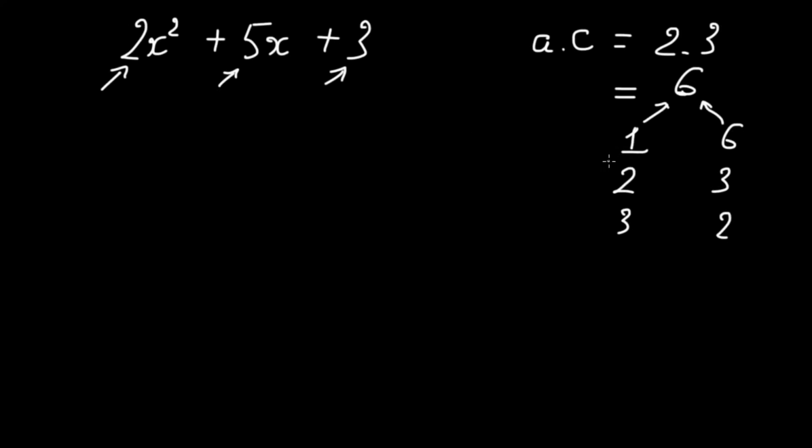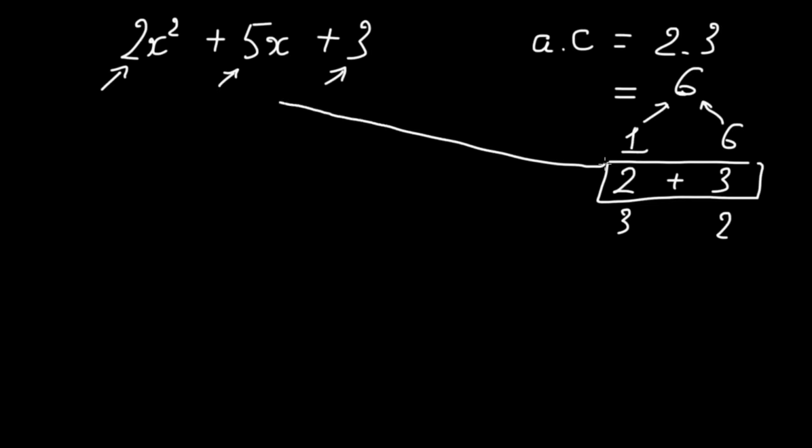So the next step, we need to choose the set of two numbers that when we add them together equal b, or 5. We notice 1 plus 6 equals 7, right? 2 plus 3 equals 5. This one is the one that we're looking for. 2 plus 3 equals b, 5.